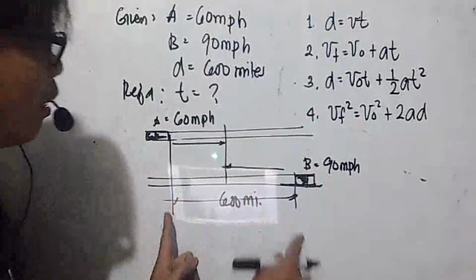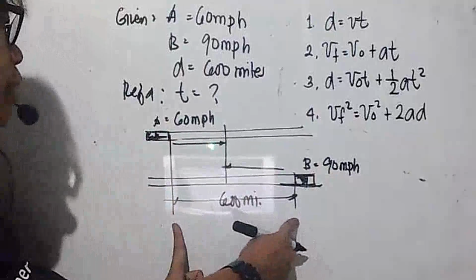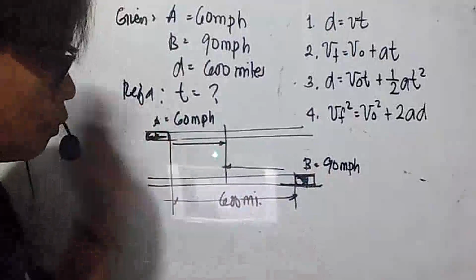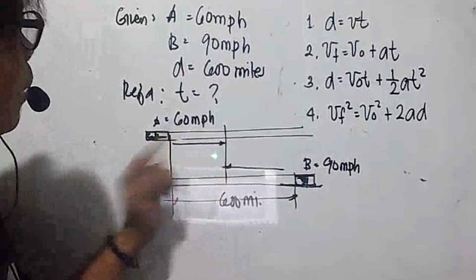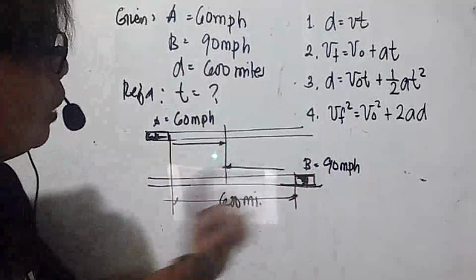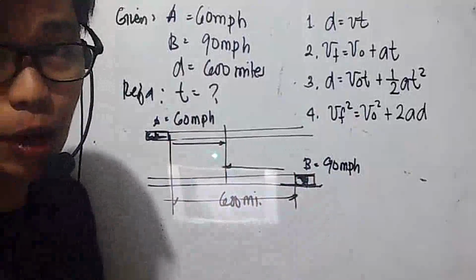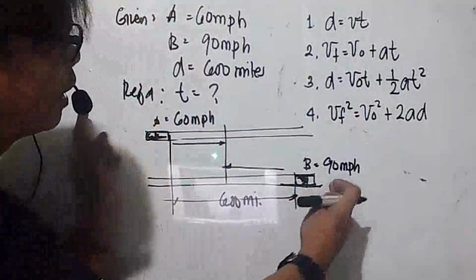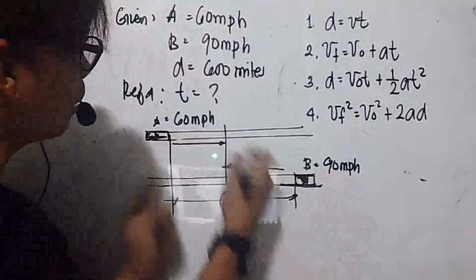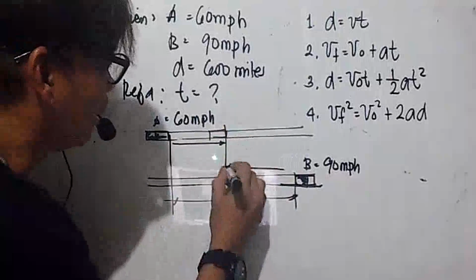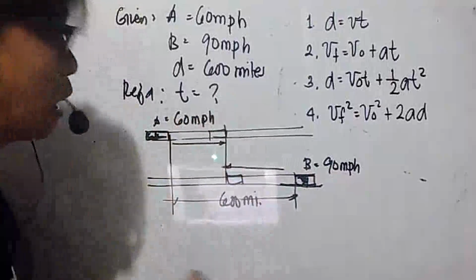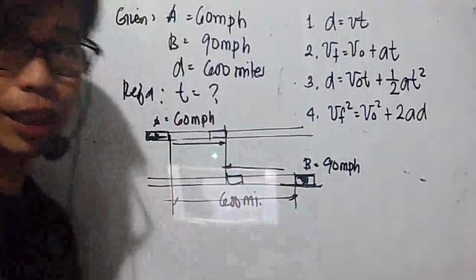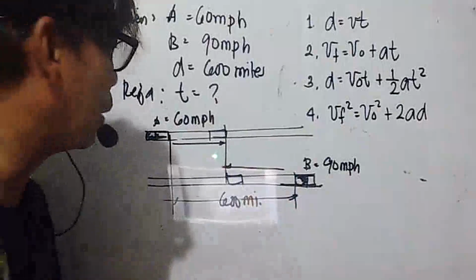Currently, they are 600 miles apart. Train A has a velocity of 60 miles per hour, while B has a velocity of 90 miles per hour. So this one is faster. Again, they are 600 miles apart. When will they meet? Here, your train is now here, and your other train is here. That's better, because the earlier drawing was like asking when will they crash, since there was a collision in the drawing.